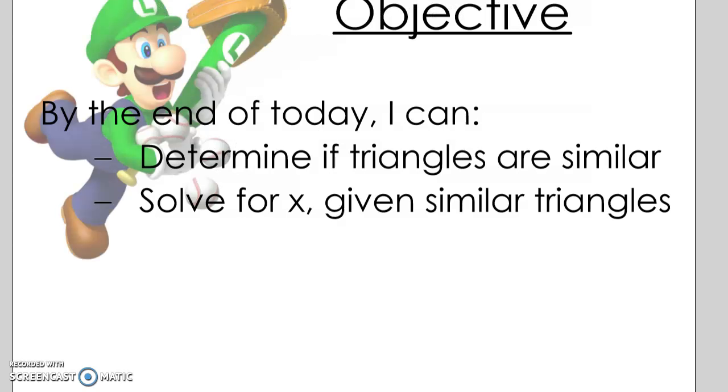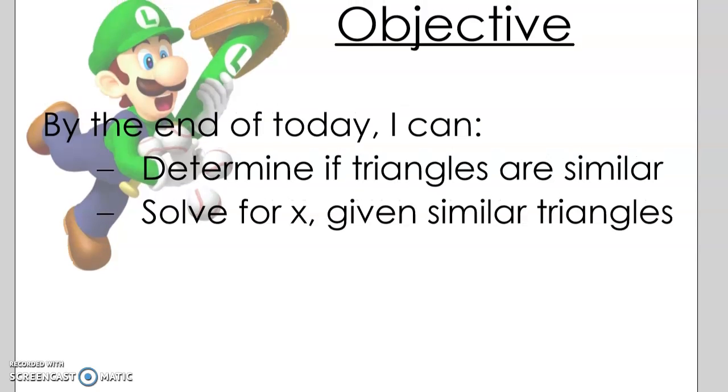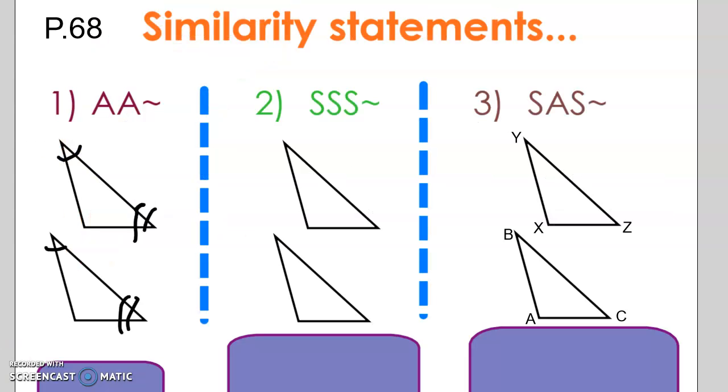All right. So hopefully by the end of this video, you will continue to determine if triangles are similar. I'm going to teach you 2 new similarity statements. And once we know triangles are similar, we can continue solving for x, which typically is a side length for given triangles. If you would like to go to page 68, you could jot down some notes.